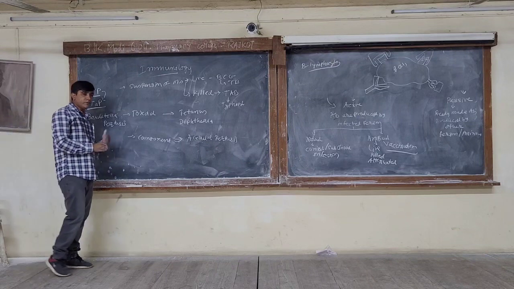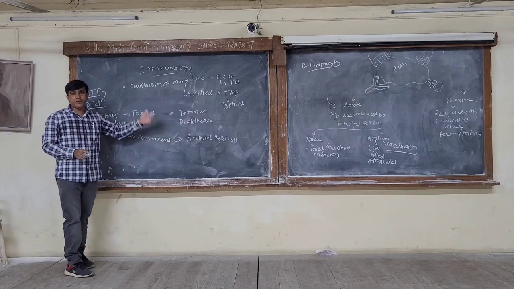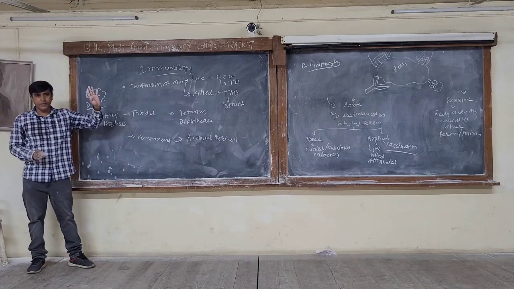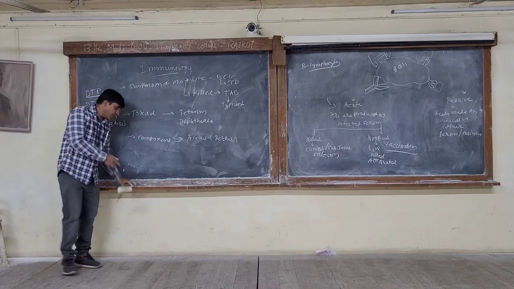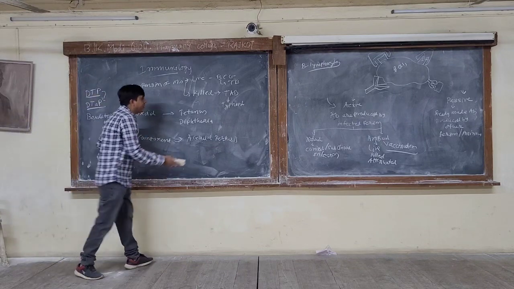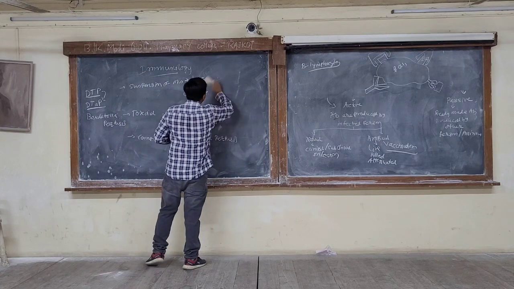Then modern vaccines like mRNA vaccines or DNA vaccines are also available. Apart from that, the vaccines can also be categorized based on the number of antigens present.